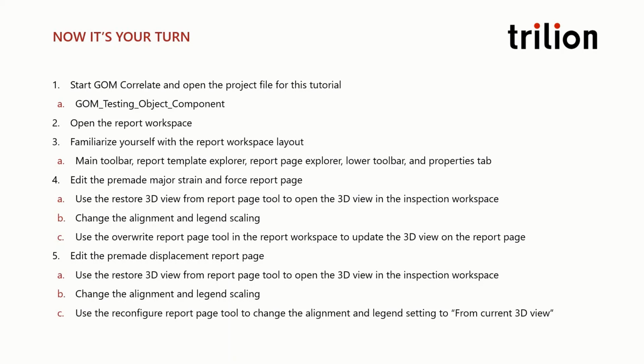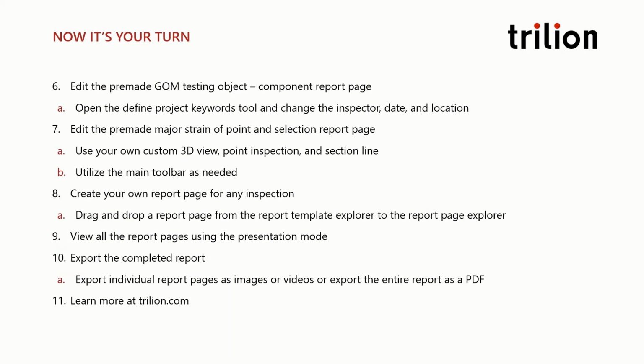Practice the same workflow, instead now using the Reconfigure Report Page tool and the pre-made Displacement report page. Next, edit the pre-made GOM Testing Object component report page by using the Define Project Keywords tool to change the inspector name, the date, and location.